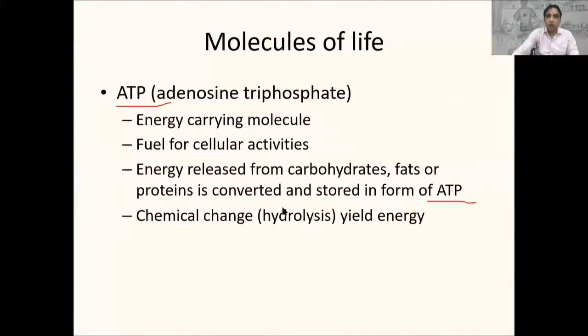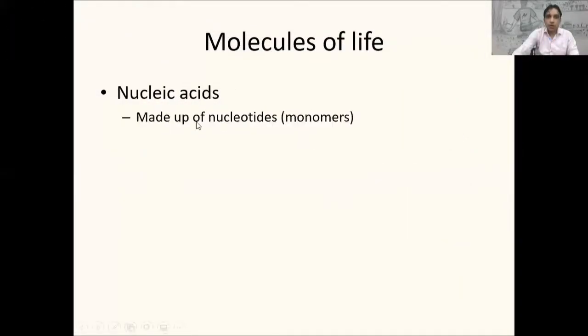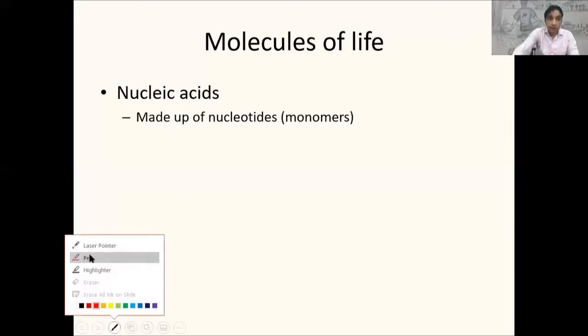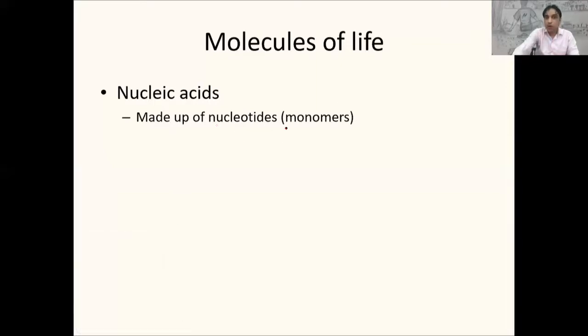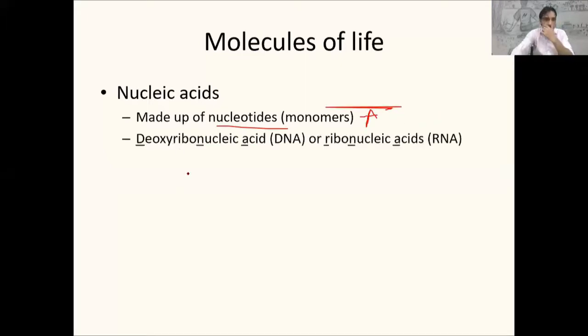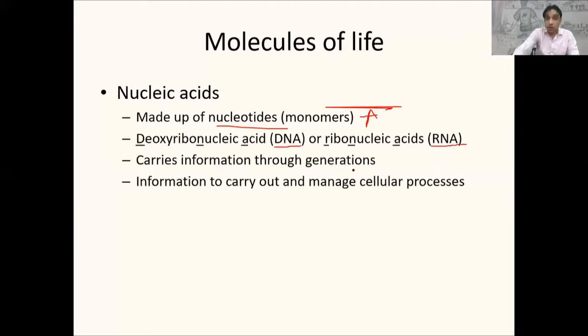And we talk about the nucleic acid, and I told you that it is made up of nucleotides. Now you know that there are four types of monomers which constitute the DNA. One is A, the other is T, the other is C, and then G. It is called deoxyribonucleic acid. There are two types, one is DNA and the other is RNA. Now you know the little bit of difference between them.